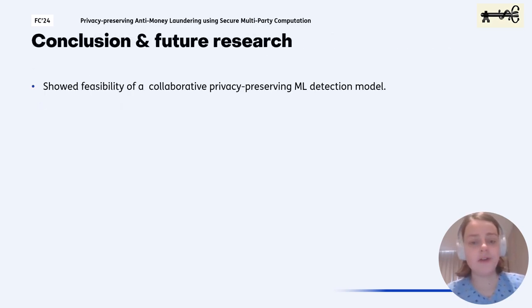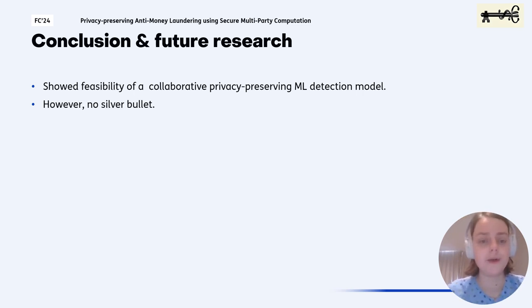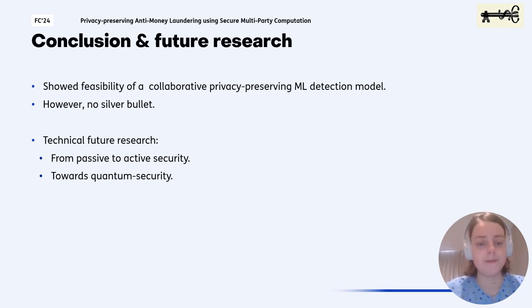So the conclusion of this talk is that we showed the feasibility of a collaborative privacy preserving money laundering detection model. However, as any research, I would say this is no silver bullet, and we need a lot of technical future research. So first of all, what I presented now is a passively secure model, and we are working on how we can do it actively secure. And also, it is not quantum safe yet, so we want to work towards quantum security. This could, for example, be done using different homomorphic encryption protocols or secret sharing, for example.